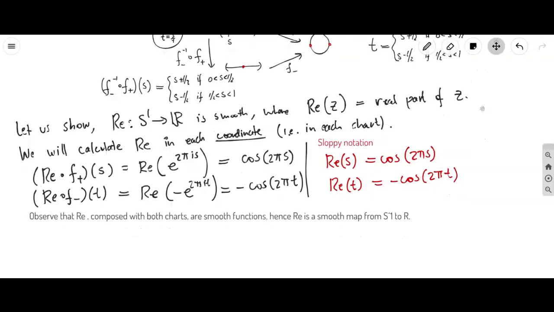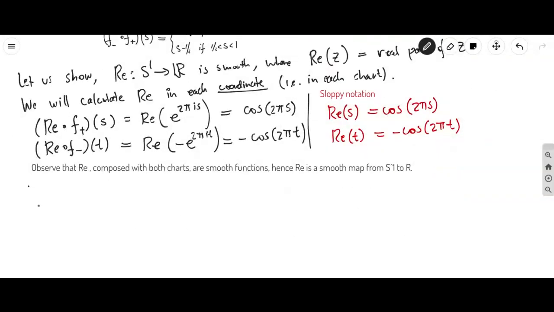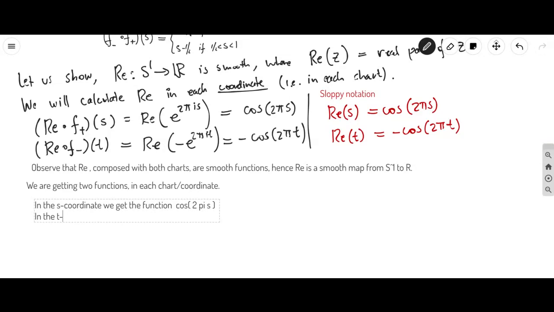And the other thing I want you to observe, furthermore, is that we are getting two functions, one in each chart. And in each chart, you can also say in each coordinate. In the s coordinate, we get the function cosine 2 pi s. In the t coordinate, that's the other chart, we get the function negative cosine 2 pi t.